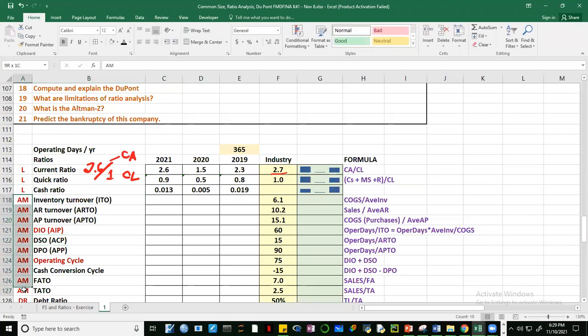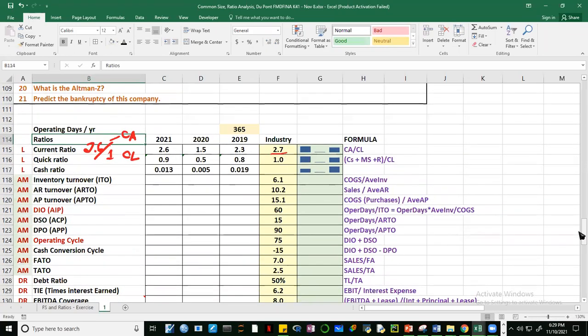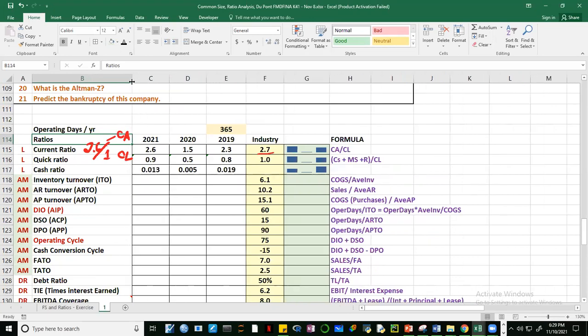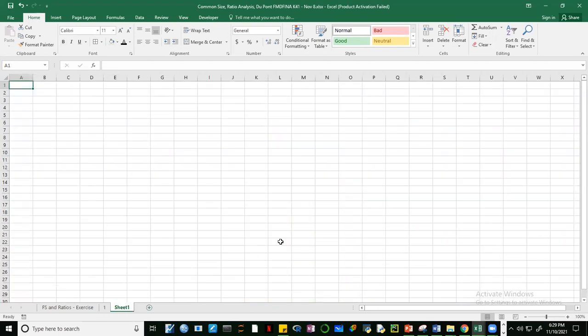Okay, now we go, guys, to our asset management ratios. Itong asset management ratios, very important to because they measure the efficiency of the firm in as far as utilizing its assets. Okay, let's start with this one, ITO, inventory turnover. Ano ibig sabihin ng inventory turnover? Dadagdag muna ako ha. Ang ibig sabihin guys, ang inventory turnover is the number of times.